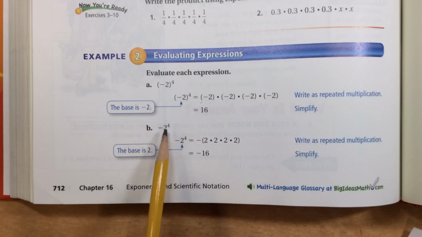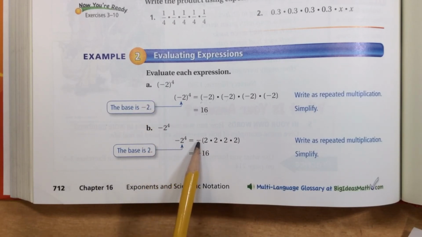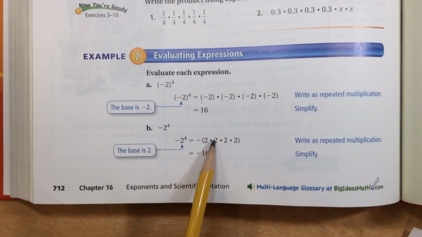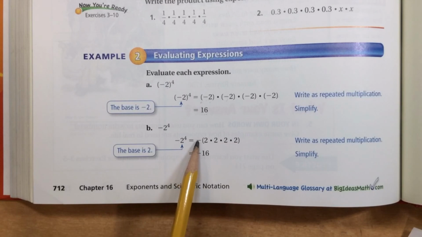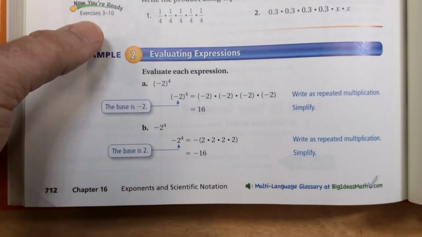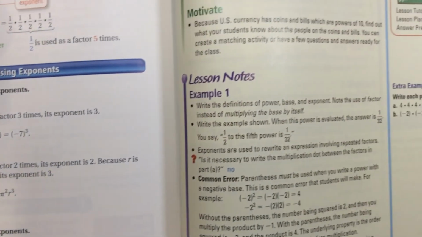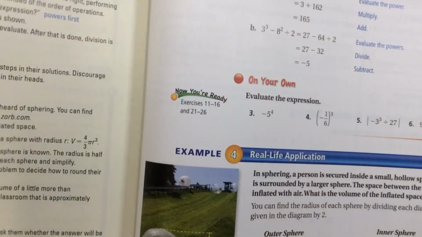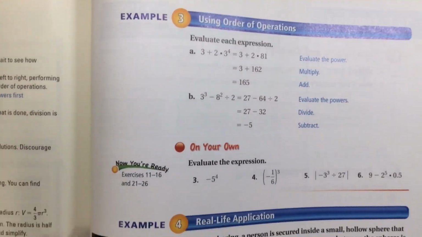This, very similar, but no parentheses. So this just means a negative out in front of 2 times 2 times 2 times 2. Well, 2 times 2 times 2 times 2 is 16, and now I put that negative on. My answer here would be -16. So you can see 2 different answers. In fact, opposite answers, as 16 and -16 are opposites. A little math humor there, but not really, but kind of.